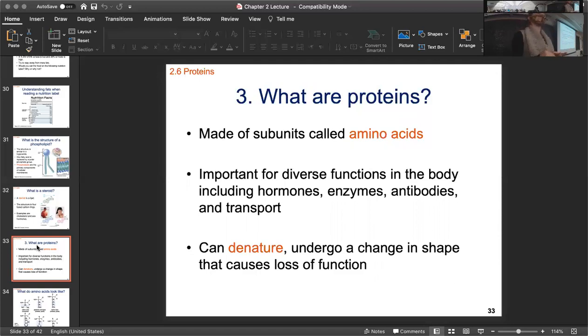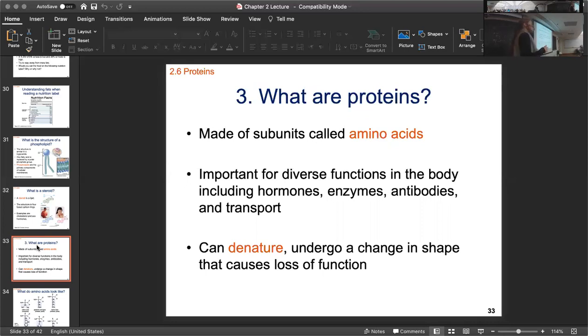Proteins are amino acids. These amino acids and proteins in general are important for diverse functions in the body. If you remember on the first day of class, I said there are 30,000 different types of proteins in the human body, and we only know about 10,000 of them and what their functions are. And there is research going on today, currently, somewhere in the United States or in the world, trying to figure out what those proteins do in our body.